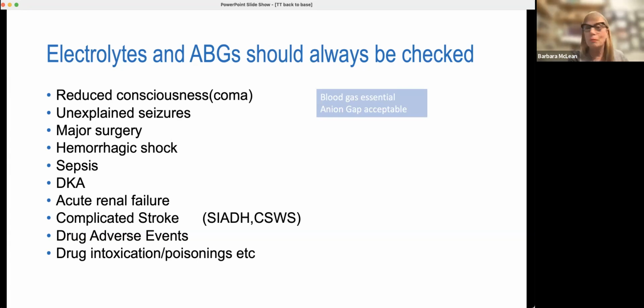So again, I think always really important to consider that in any patient that meets these categories, and I'm going to sneeze, I'm so sorry, or maybe not, maybe I caught it.